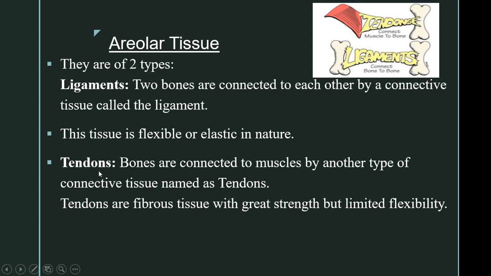And the tendon is the second type of connective tissue, which connects a muscle to a bone. When a muscle is connected to a bone, it is done with the help of the connective tissue called a tendon. Tendons are fibrous tissue with great strength but limited flexibility. The flexibility is less when compared to the ligaments.